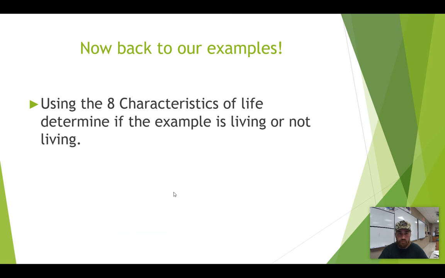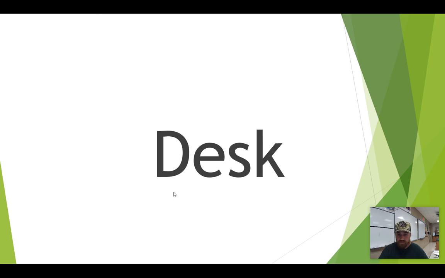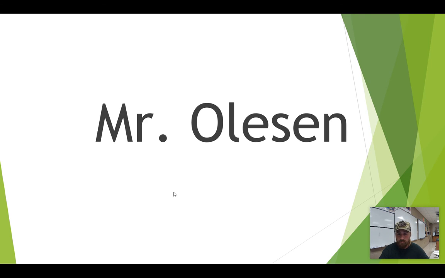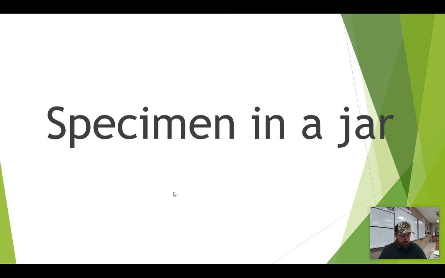Now we're going to go back through our list of things. So a desk. Does a desk contain any of the eight characteristics of life? You choose. Me. Do I contain all eight characteristics of life? Yeah, I do. Specimen in a jar. Does this contain the eight characteristics of life? Pause the video, guys, and tell me what you think about this one. Does it have all eight characteristics, or does it only have some of them? If it has some of them, please list them.